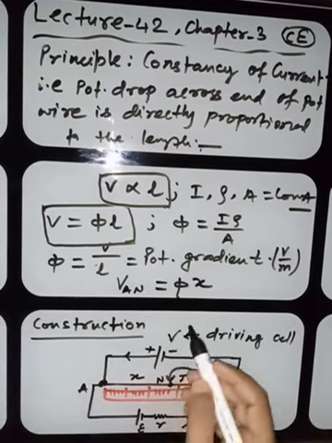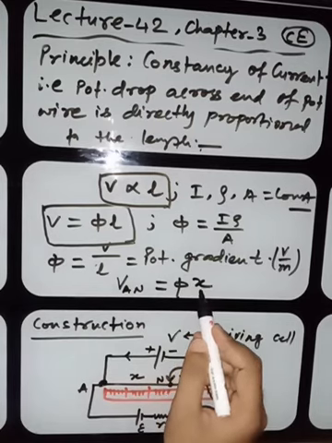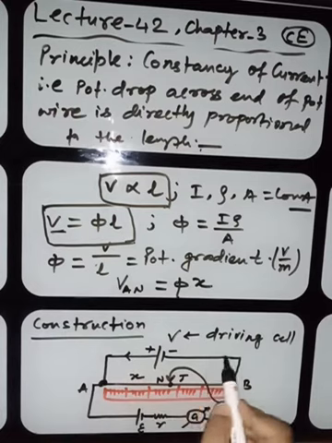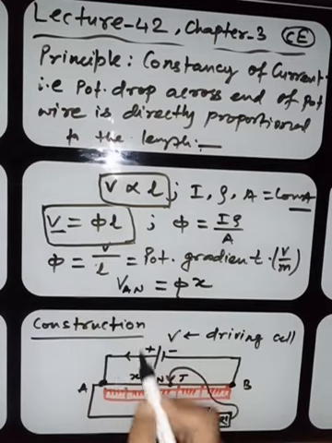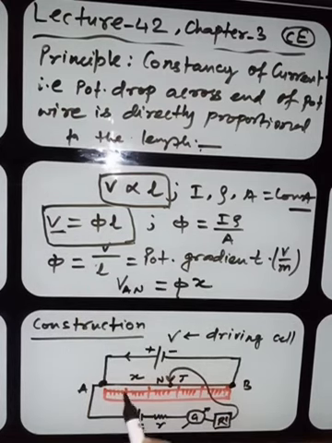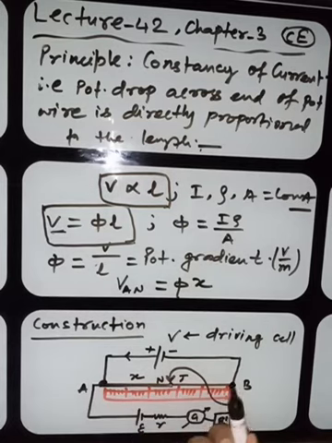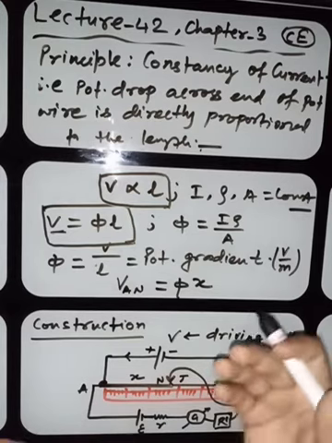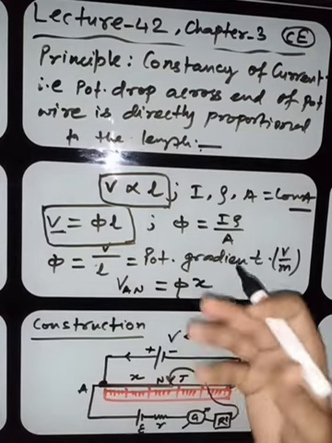If you have the value of phi, by multiplying it with X you will get the value. To get V, that is the total potential, you multiply phi with L, that is the total length. So to get the voltage across this part, you have to multiply phi with this length only. Very simple, na? Okay. Now we will understand how this potentiometer works.